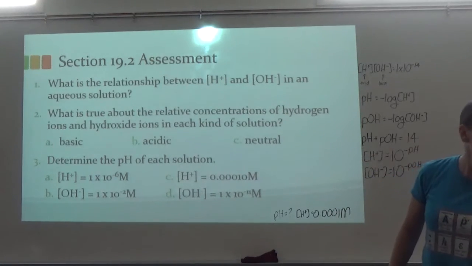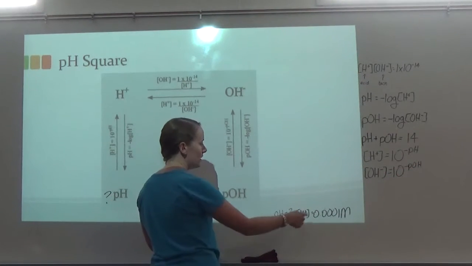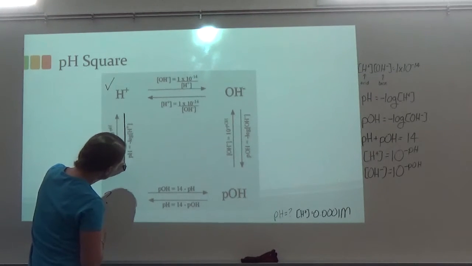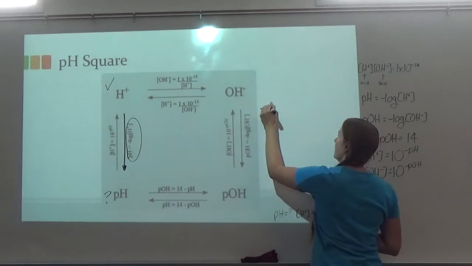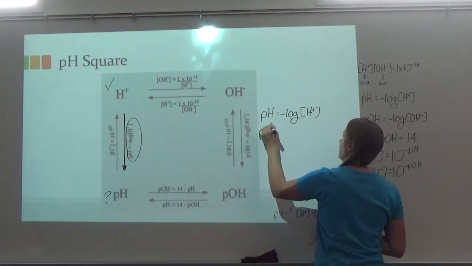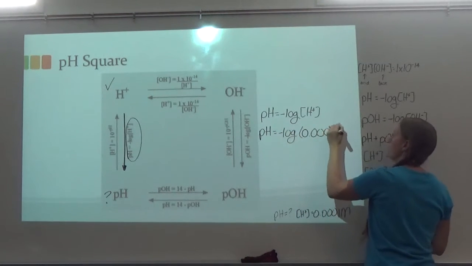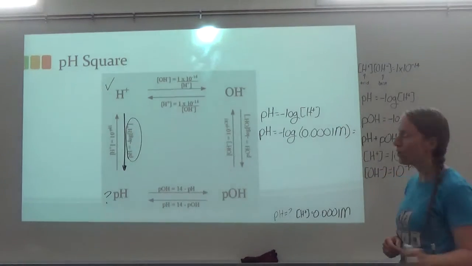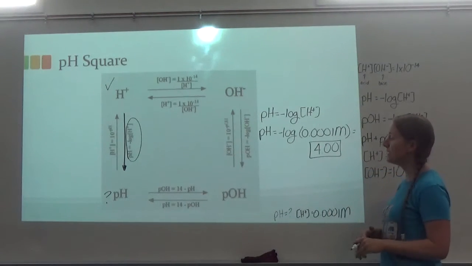Alright, so let's go back to our pH square. So we don't know pH, so I'm looking for that. We do know H plus, so I have H plus. So again, this is just going to be a one-stepper. I'm going to follow this one formula going down. Alright, so my formula going down says pH equals negative log of H plus, so I just plug in. So pH equals negative log of 0.0001 molar. And so once I solve that, I end up getting 4 as my pH. Remember, no units. No units on pH and pOH.